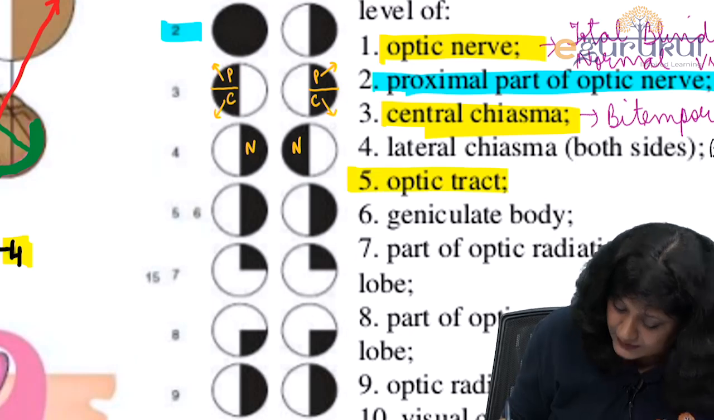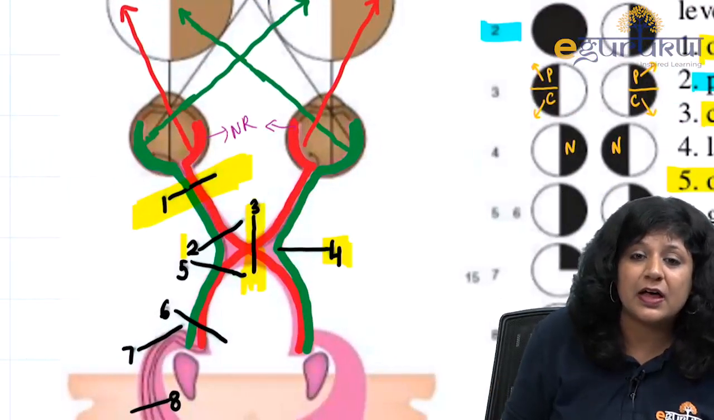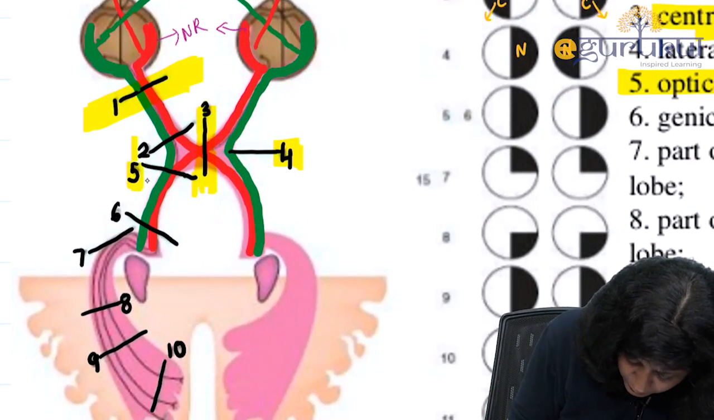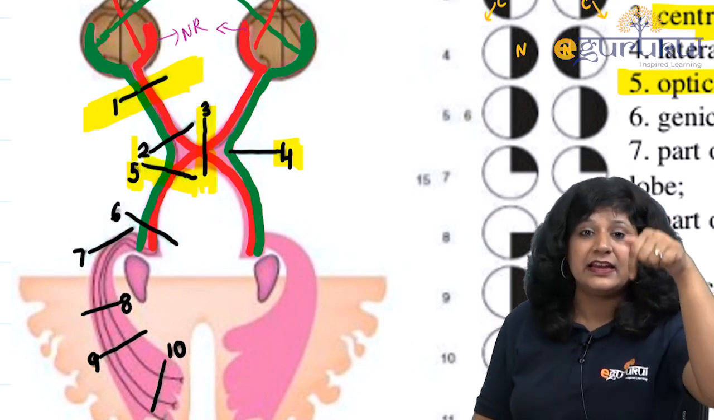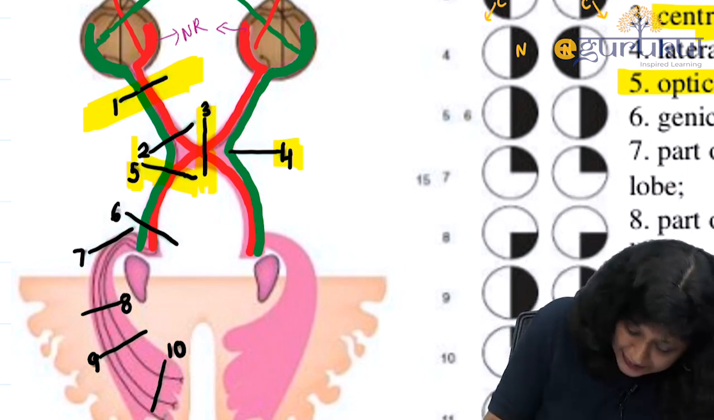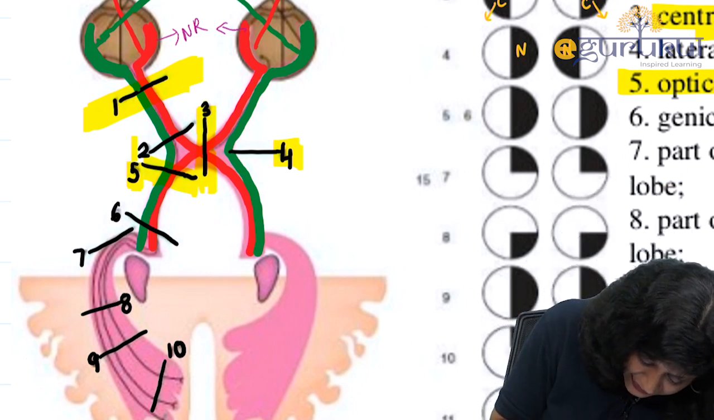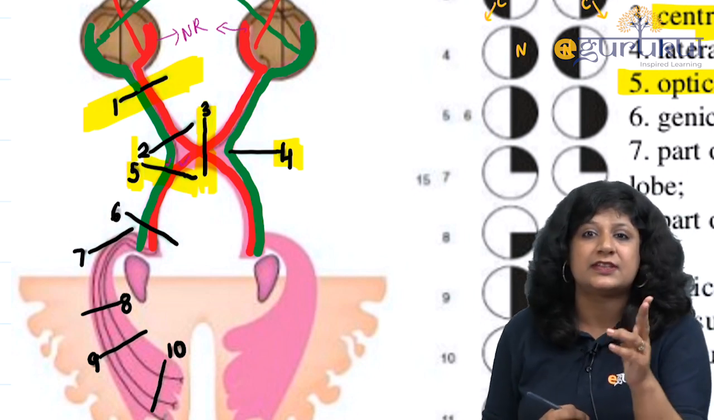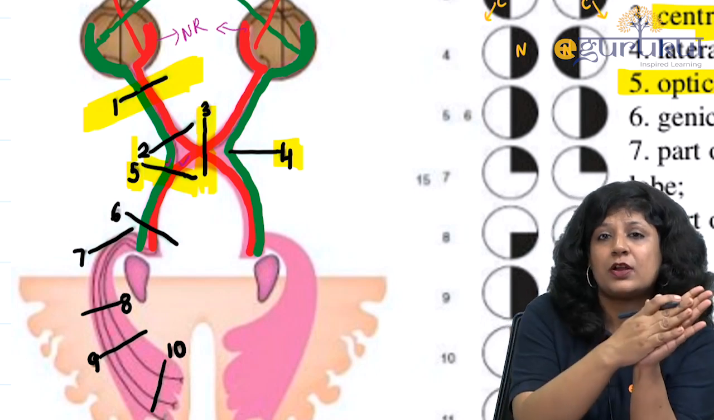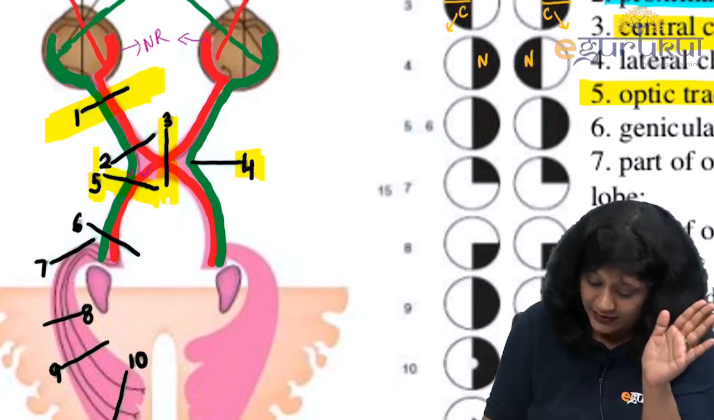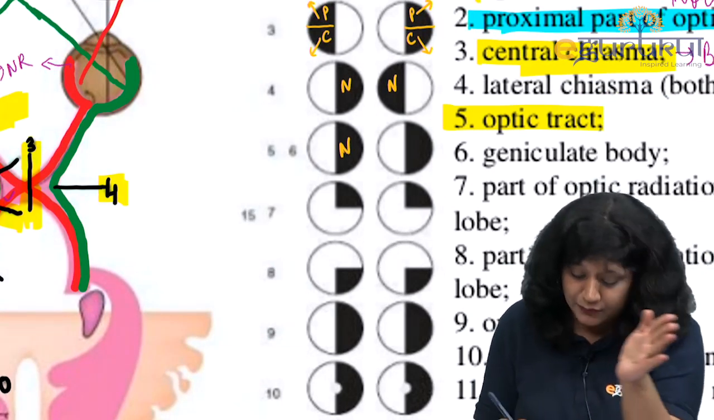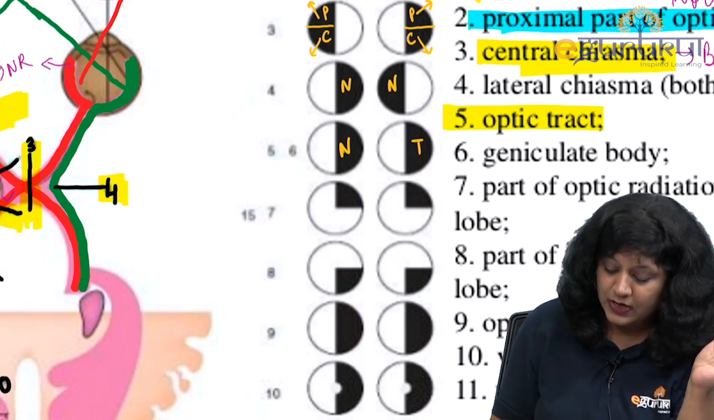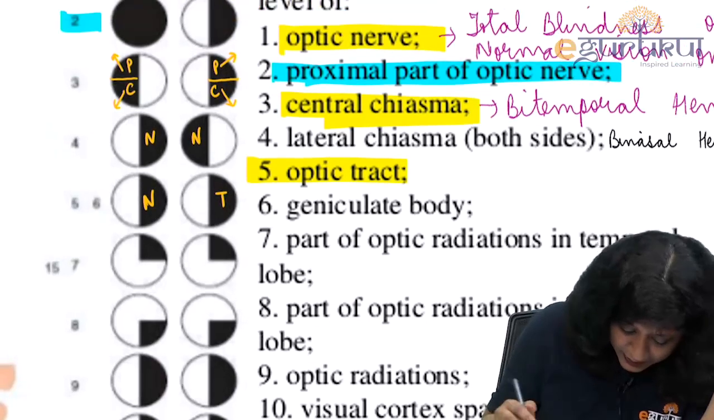The fifth is your optic tract. So if I have a problem with this optic tract, what will happen? Now can you follow this? It is containing the green fibers of the same side, and it is containing the red fibers of the opposite side. That means ipsilateral nasal field will be going, and the opposite side temporal field will be gone.